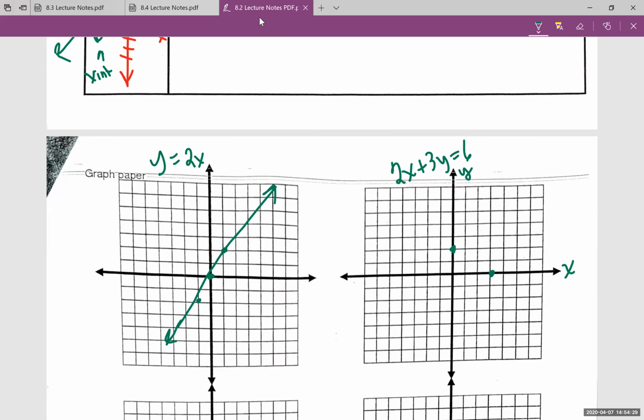Now, I just want to note that there are an infinite amount of points that lie on this line, and this line goes on in both directions forever and ever. So there are an infinite amount of points that satisfy this equation, an x and a y value, because this line goes on and on in both directions forever. Okay, coming back.